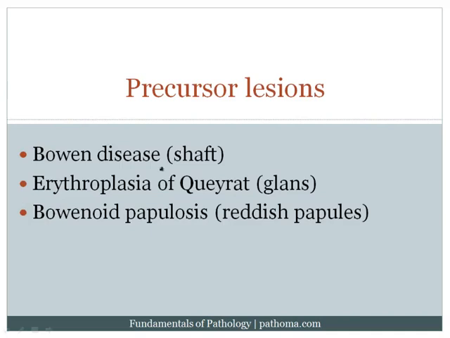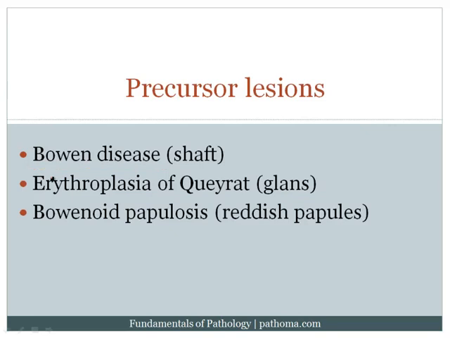The first is called Bowen disease, and the way this presents is as in situ carcinoma. So these are precursor lesions, so they're going to be in situ carcinoma. You have in situ carcinoma that presents as leukoplakia, or a white plaque on the shaft of the penis, and that's called Bowen's disease. So you would do a biopsy and you would see malignant cells that have not yet invaded the basement membrane, and that histology is important as well.